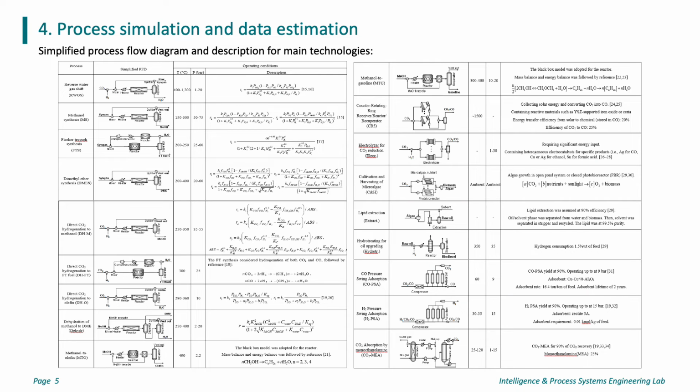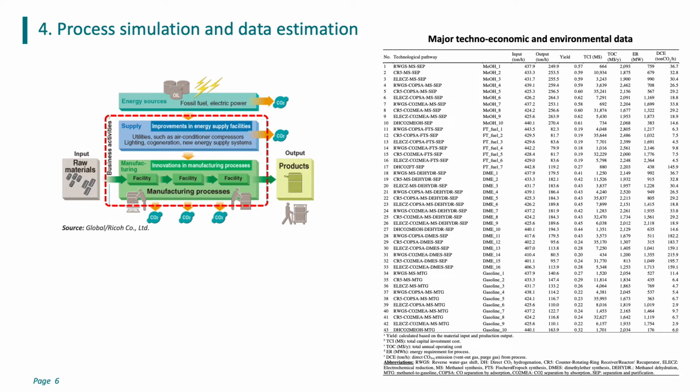Then the process of each unit was simulated using Aspen Plus. As you can see in the table is the simplified process flow diagram and description for the main technology. Sizing and costing data were obtained and estimated for further technical, economic, and environmental evaluation.